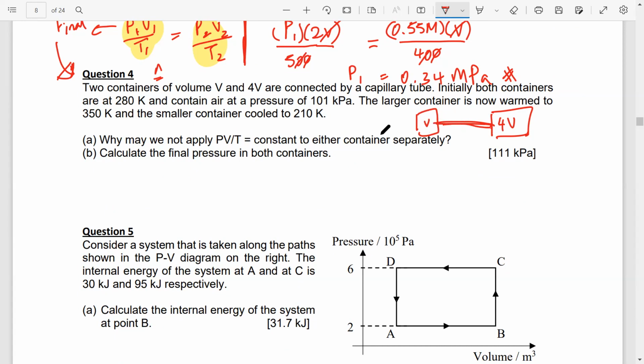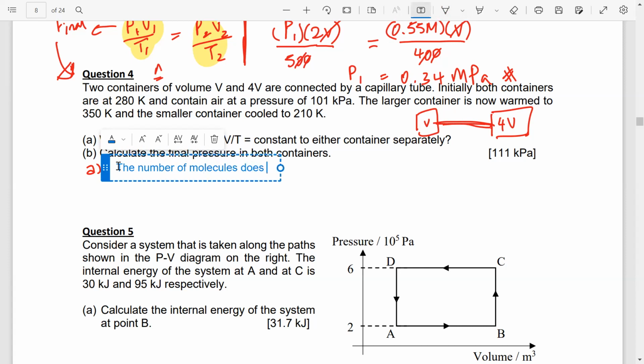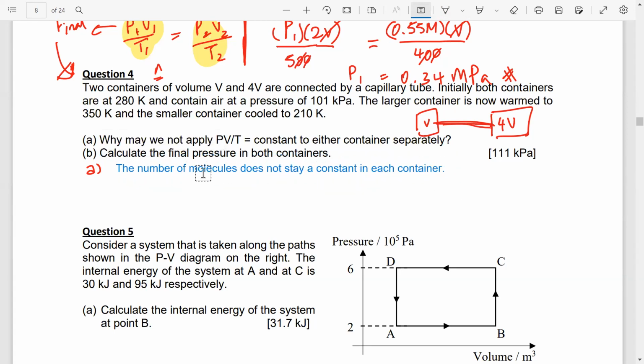Now, because of this capillary tube, for part A, it's just because the number of molecules does not stay constant in each container. Okay, the total number does stay constant, but in each container, when it's separate, it's not constant. Separately, not constant, but total constant. So because total constant, now let's put in the values.